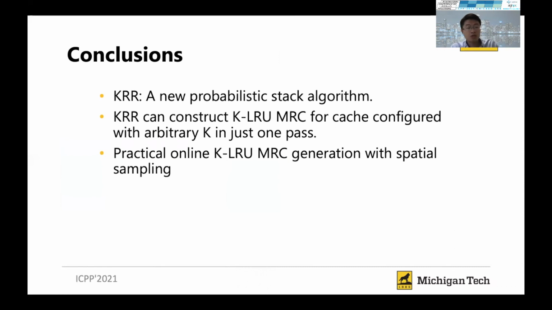So in conclusion, this work proposed a new probabilistic stack algorithm, KRR, which accurately approximates K-LRU MRC with arbitrary K in just one pass. And then our evaluation shows that KRR with spatial sampling is efficient enough for online K-LRU MRC generation.